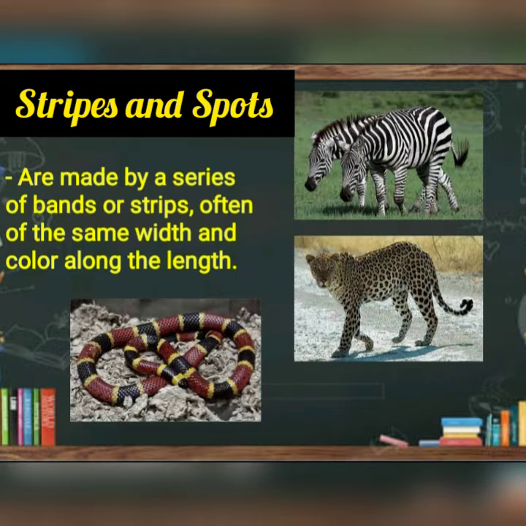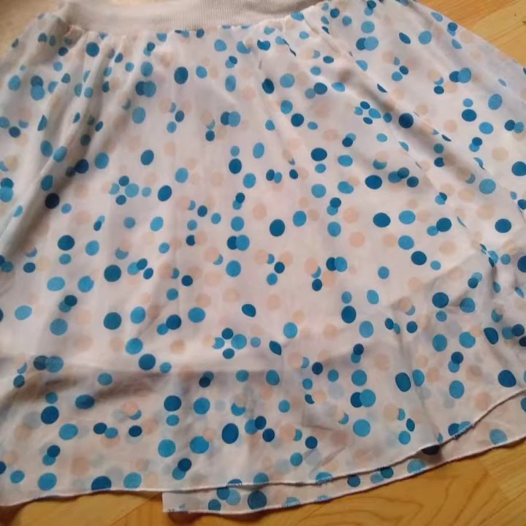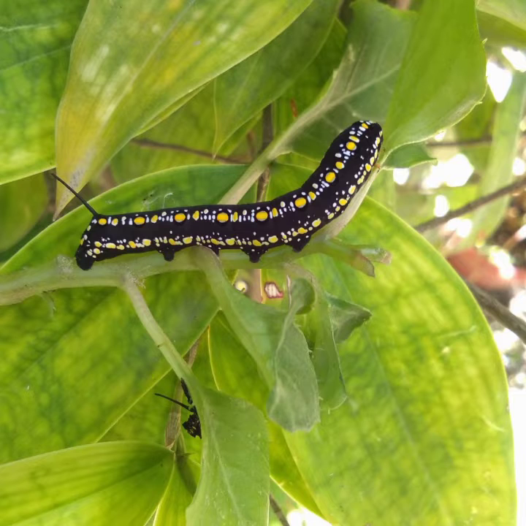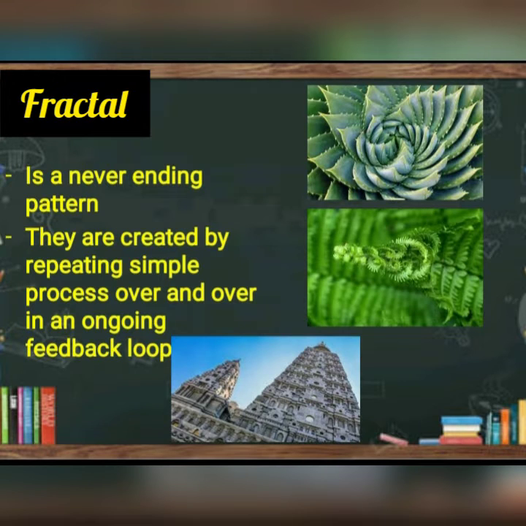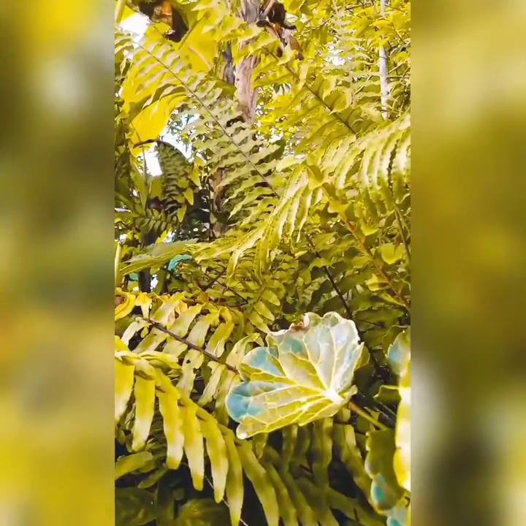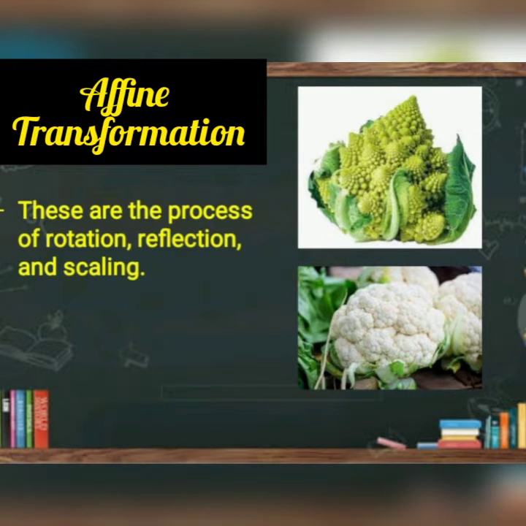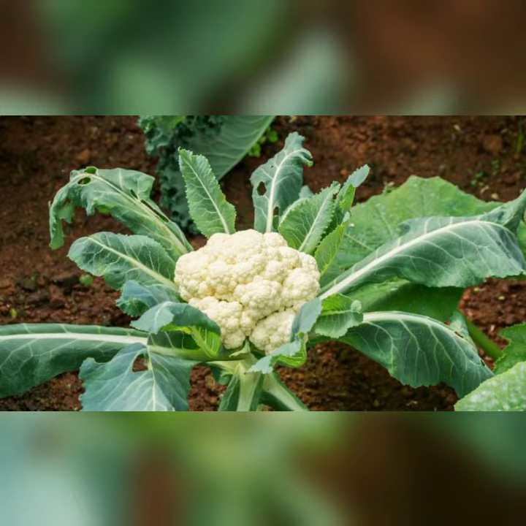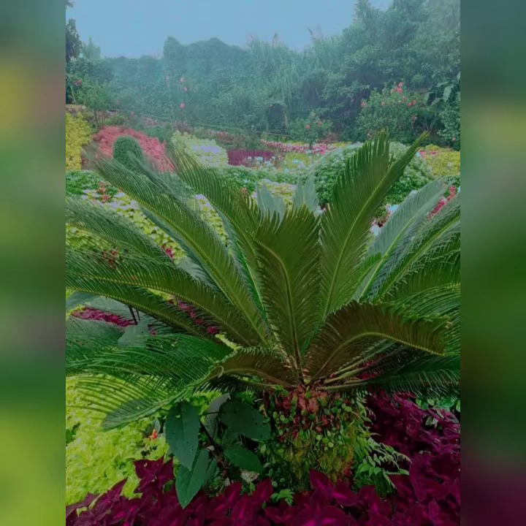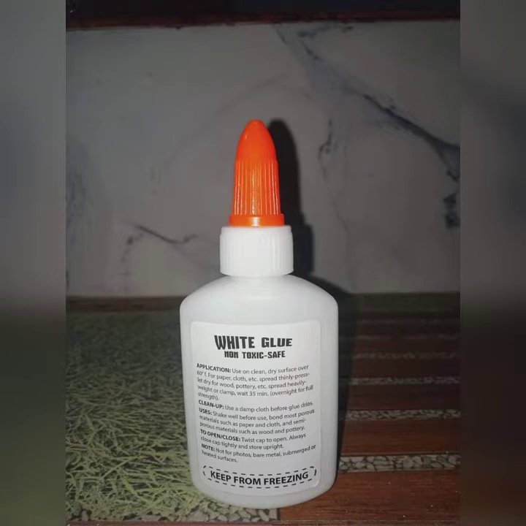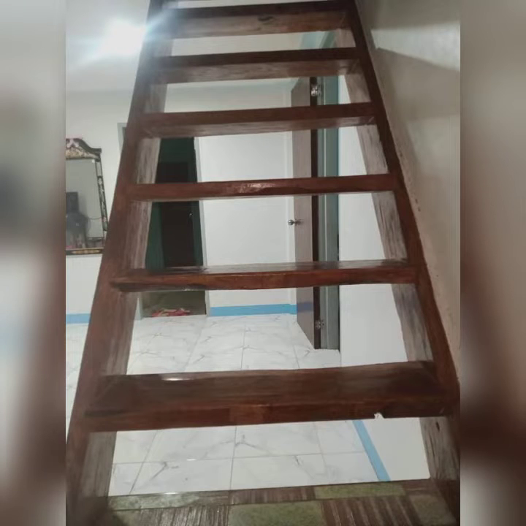Stripes and spots. Stripes are made by a series of bands or strips. Here are some examples of man-made. Here are some examples of nature. Fractal is a never-ending pattern. Here are some examples of fractal in nature. Affine transformation, these are the processes of rotation, reflection, and scaling. Here are some examples of affine transformation in nature and some examples of affine transformation in man-made.